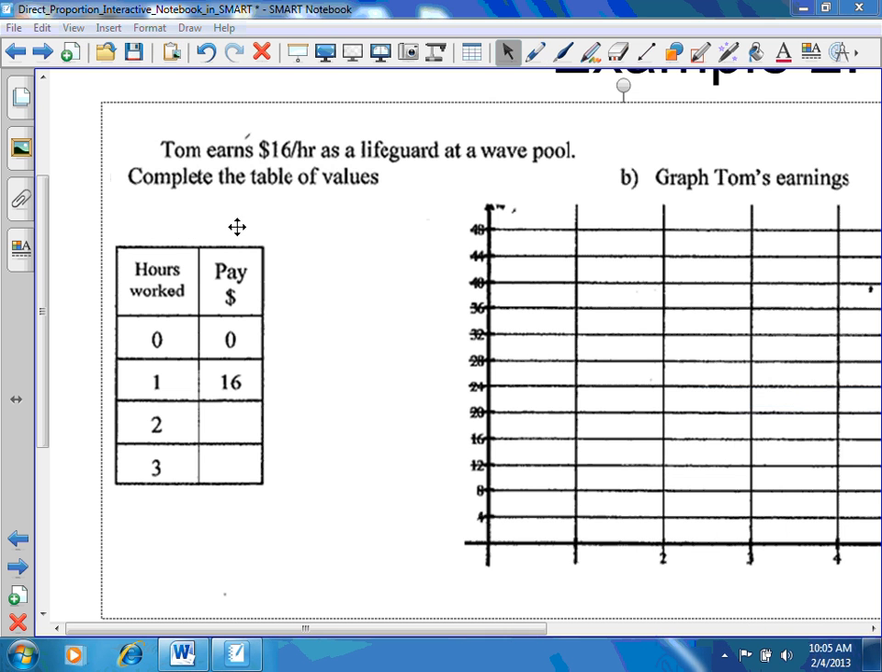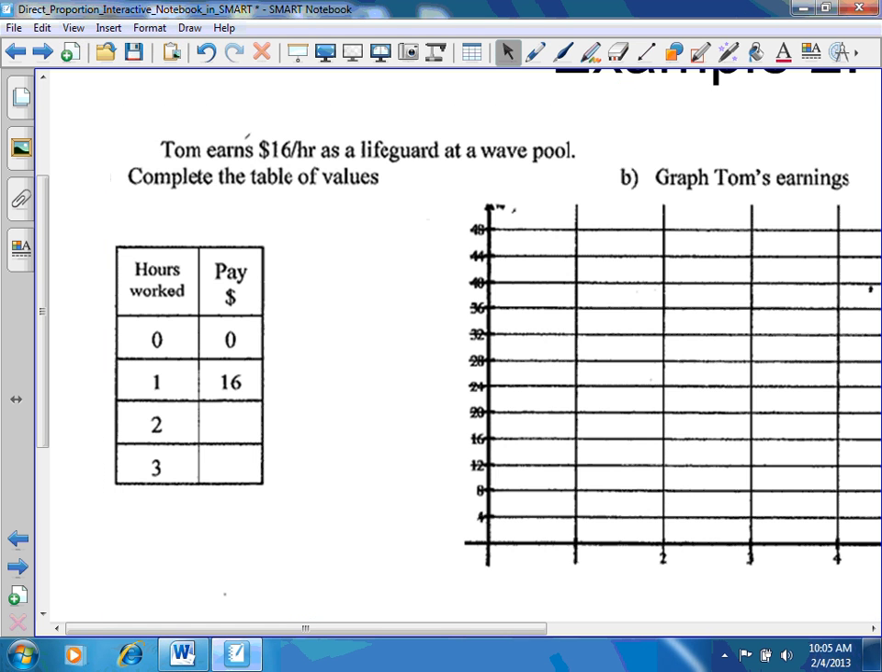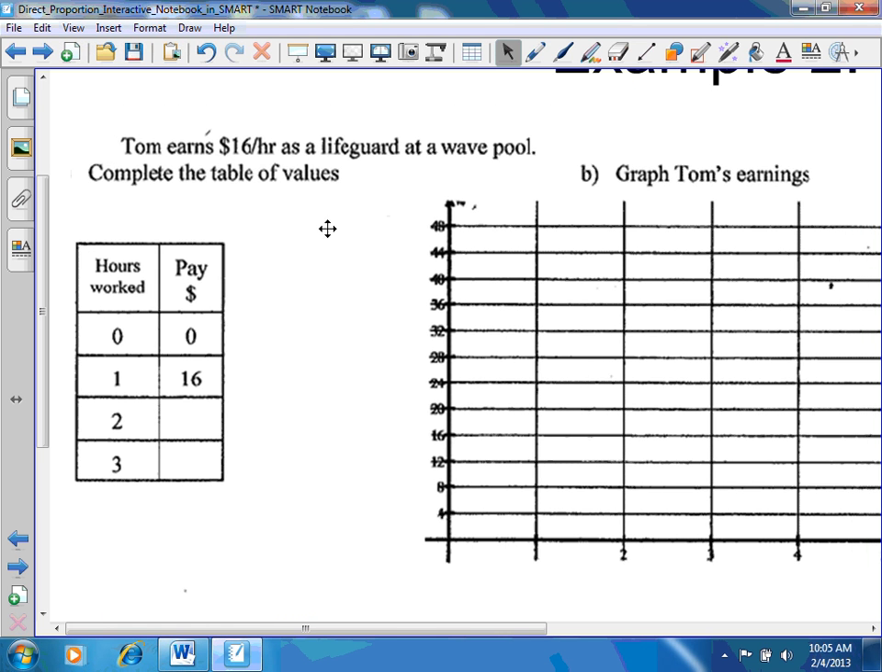Here we go. Tom earns $16 an hour as a lifeguard at a wave pool. You know what a wave pool is, right? You ever been to Whitewater before? Yeah. It's that pool where the alarm goes off and all the waves start crashing in. That's the wave pool.